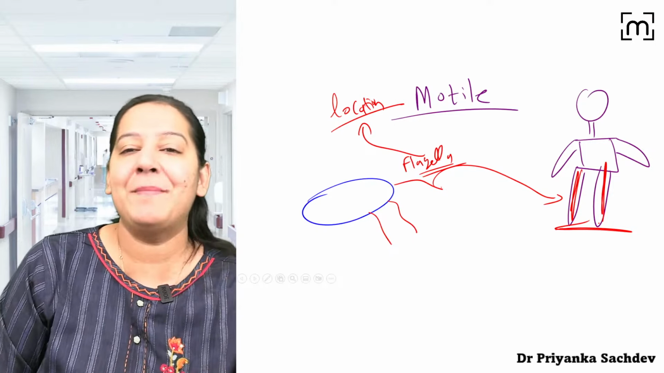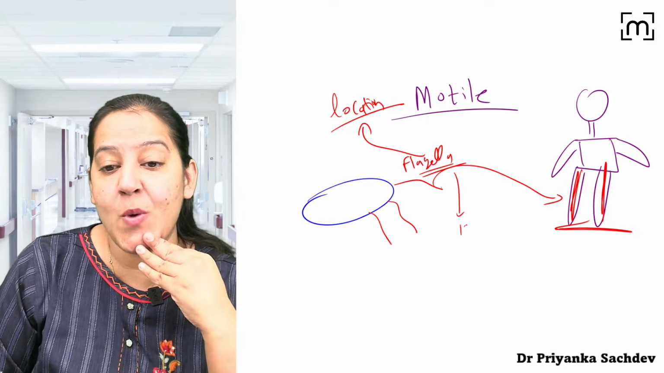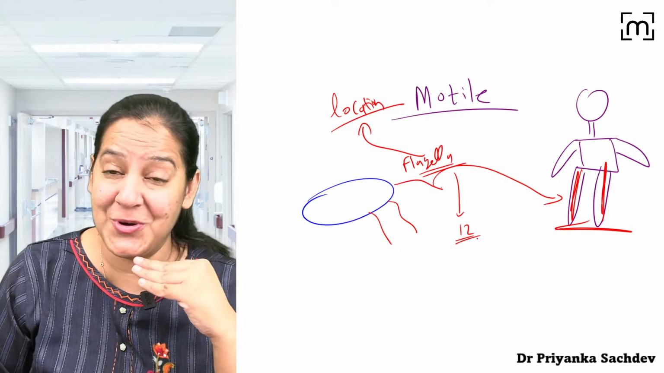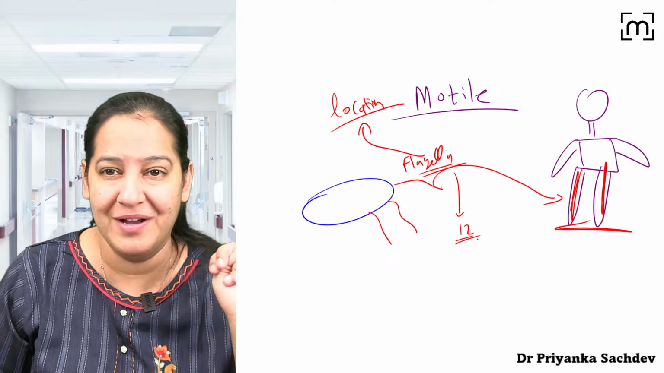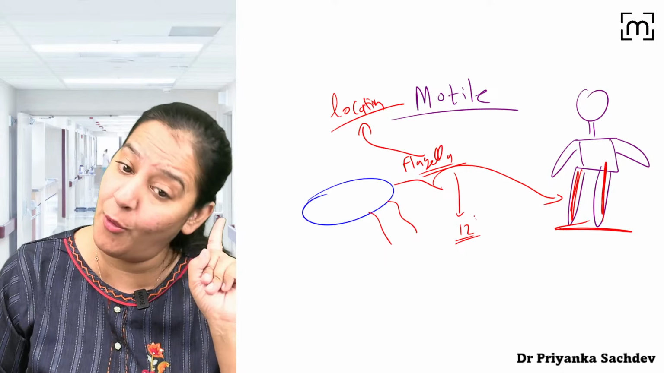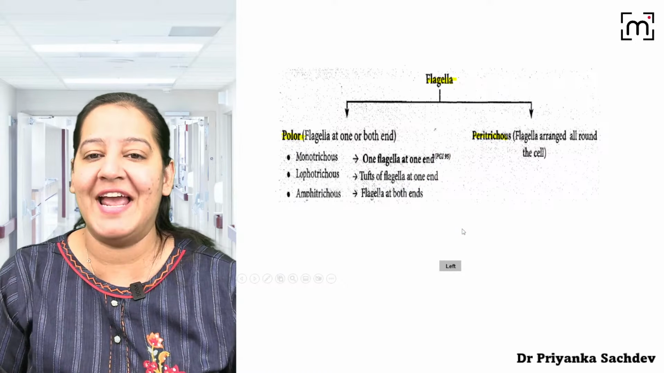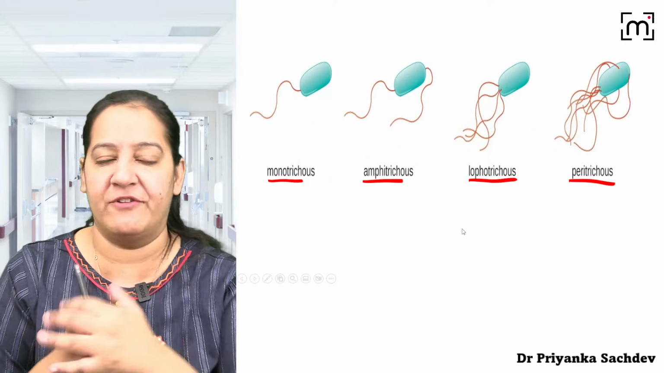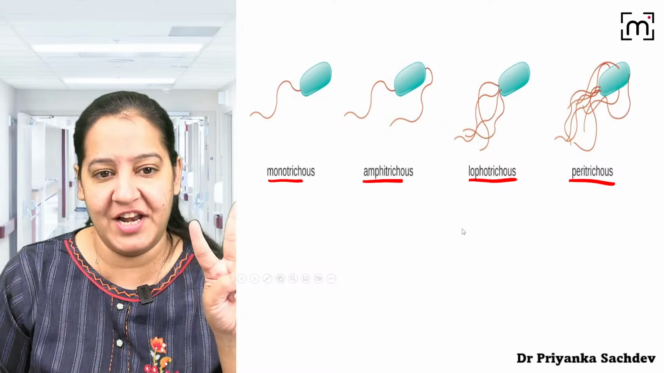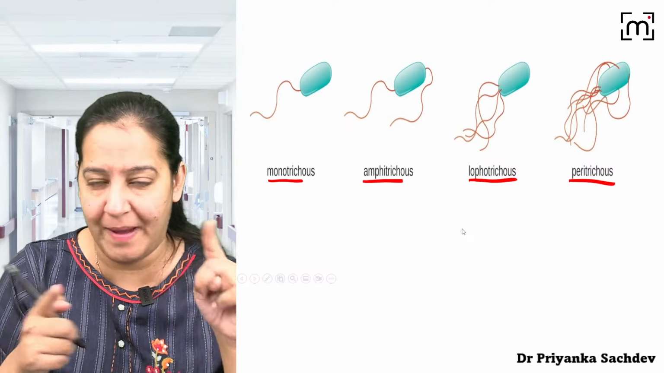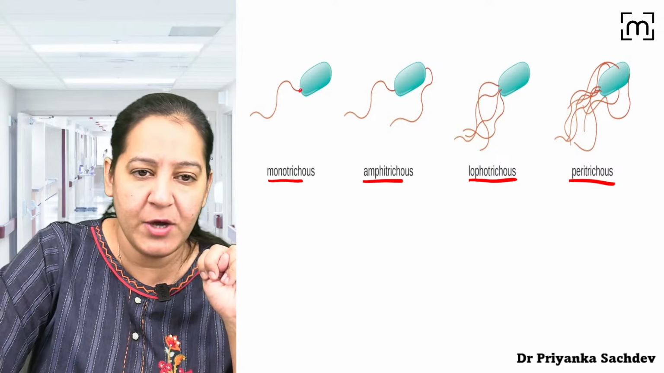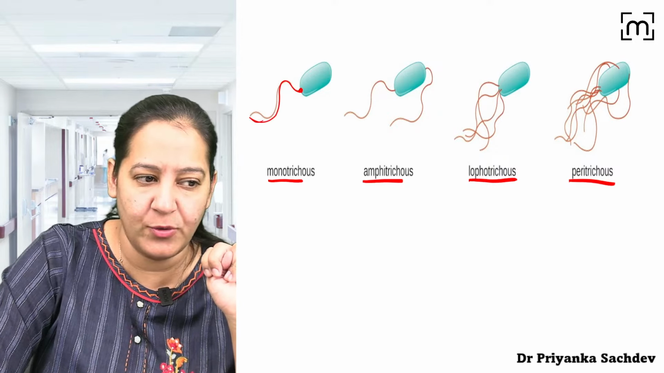Okay. So how many bacteria have flagella? There are 12 bacteria which have flagella in the world. You should know the 12 names which can move. Otherwise, not all bacteria move. Only 12 can move because they have flagella. So before telling you those 12 names, you should know the types of flagella. There are 2 types of flagella you must understand. Can you see the 4 bacteria I have drawn in front of you? Can you see only one flagella? This is only one flagella.